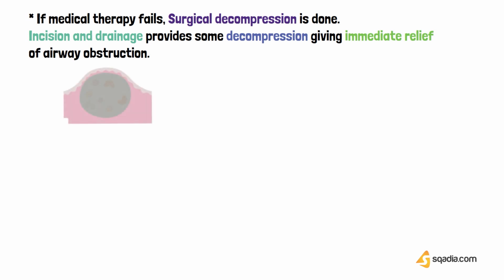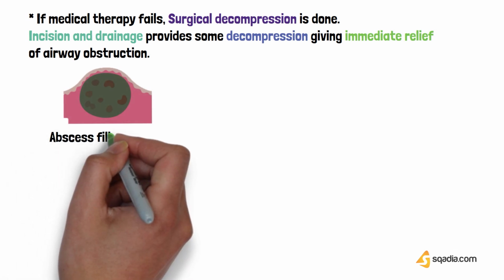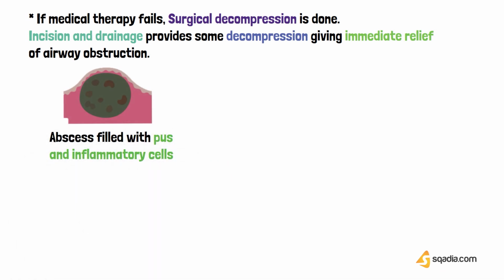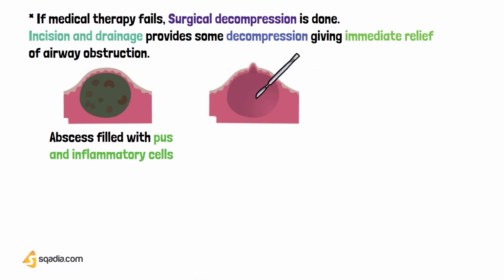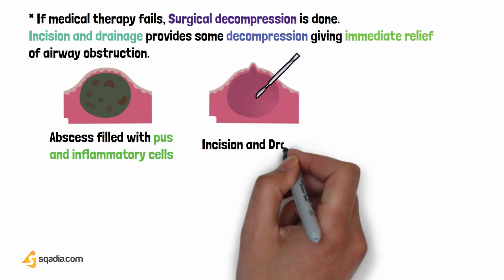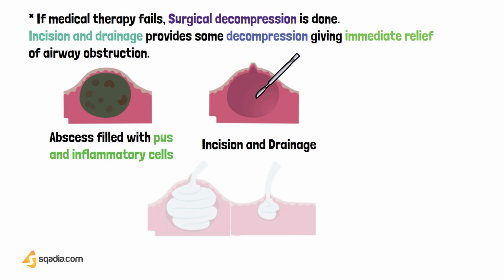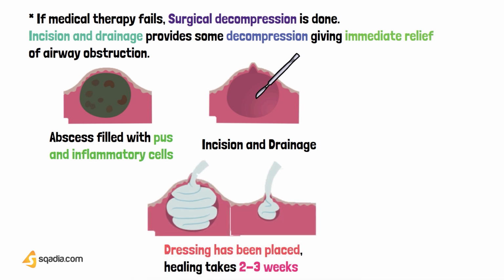Over here, we can see that this is an abscess which is filled with pus and inflammatory cells. First, an incision is made into an abscess filled with pus and inflammatory cells. This is known as incision and drainage. Then, some dressing is placed inside the empty area, which helps it to heal faster.